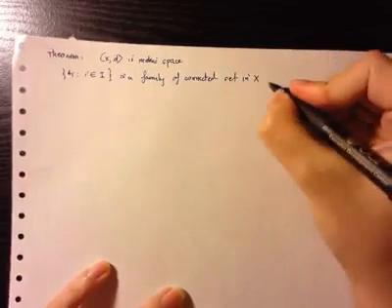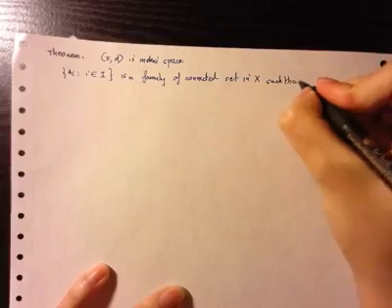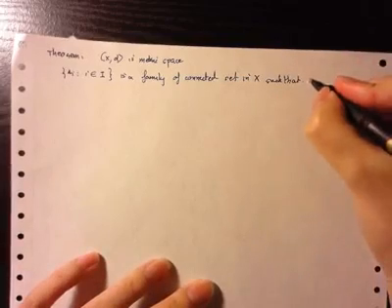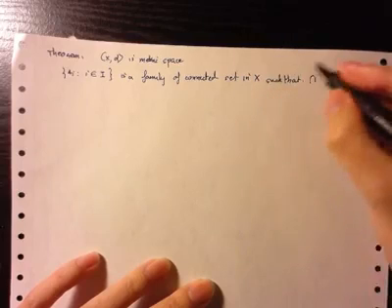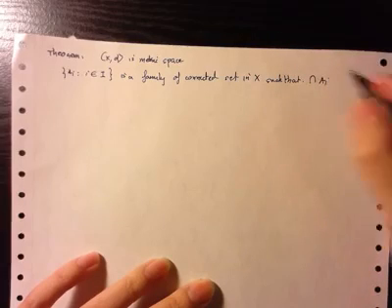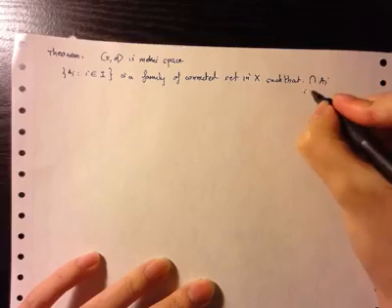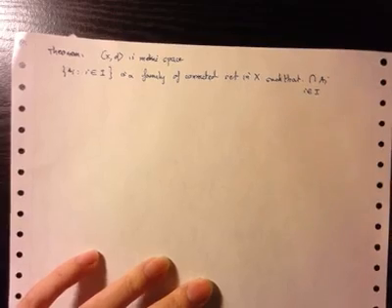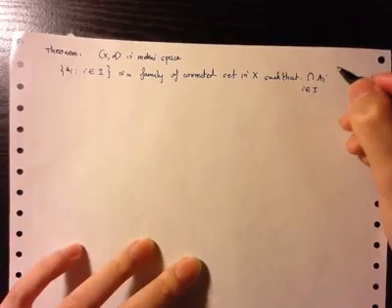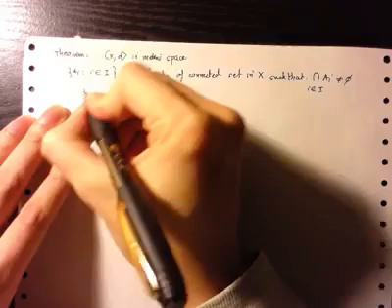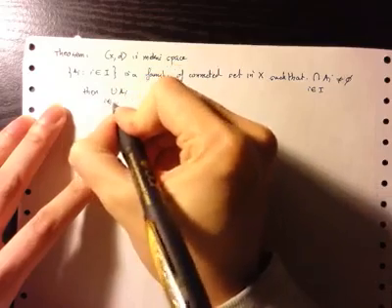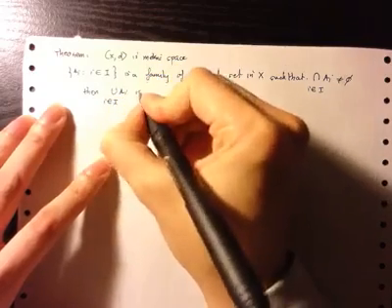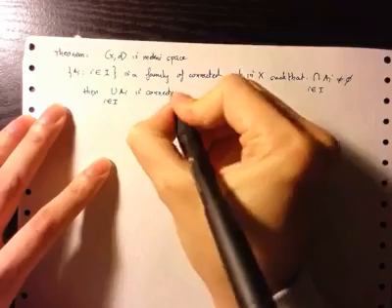Okay, such that the intersection of each member in this family of connected sets, so the intersection of A sub i, i belonging to capital I, is different from the empty set, then the union of A sub i, i belonging to capital I, is connected. Okay, proof.